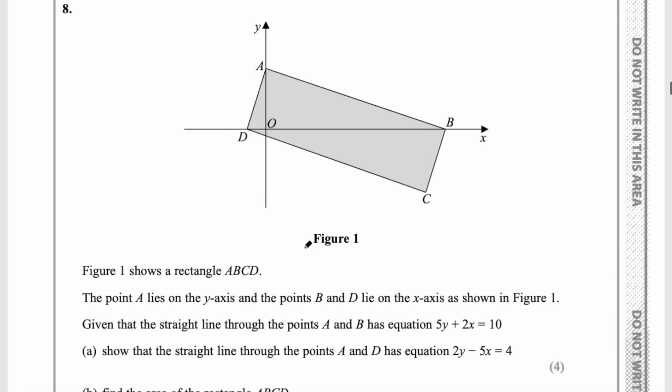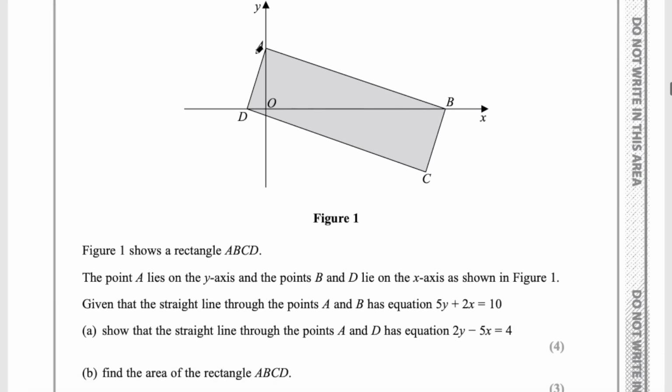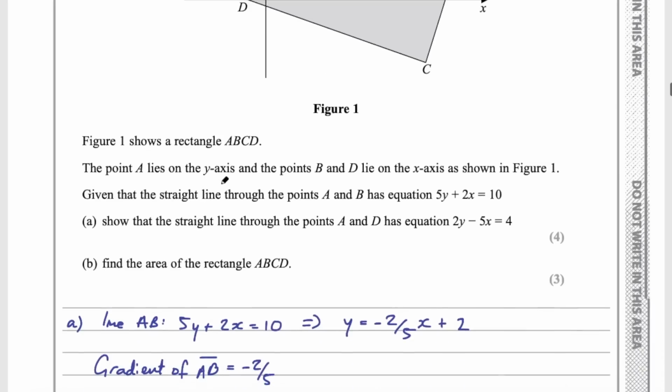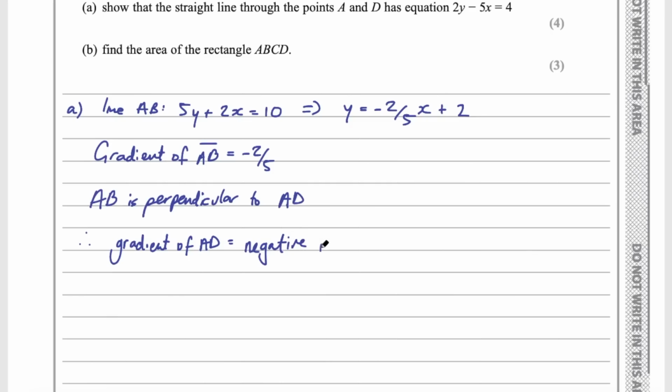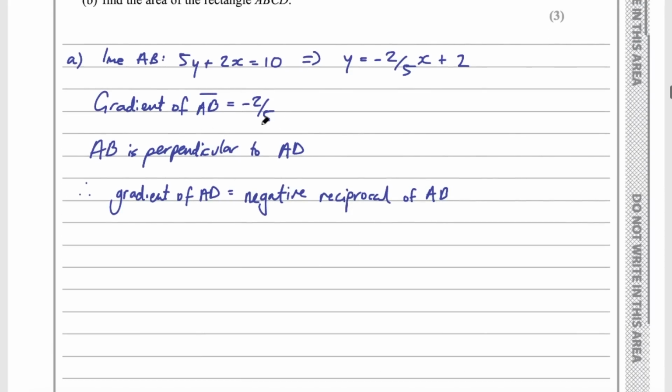Now, we're told this is a rectangle, so that means these two lines AB and AD are perpendicular, and there is something we know about the gradients of lines that are perpendicular. So we can state firstly that AB is perpendicular to AD. So therefore, the gradient of AD equals the negative reciprocal of AB. We've got the gradient of AB minus 2 over 5, so the gradient of AD will equal 5 over 2. So we flip it and we change the sign for the negative reciprocal.